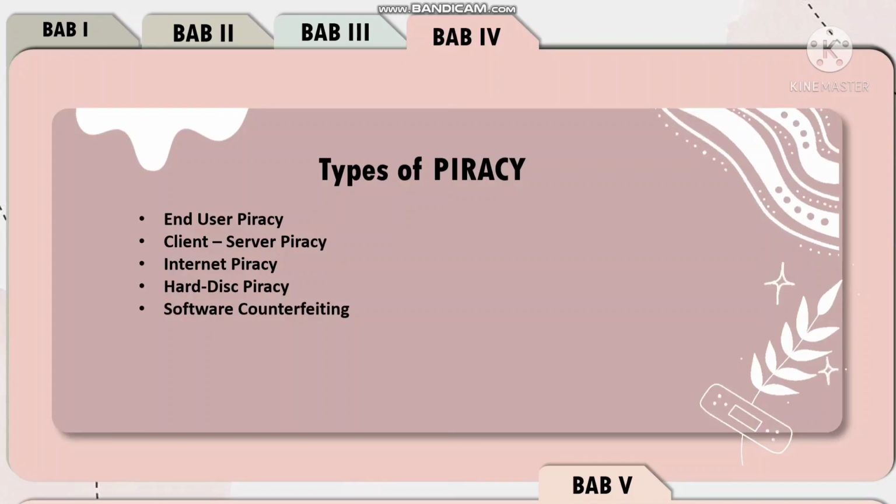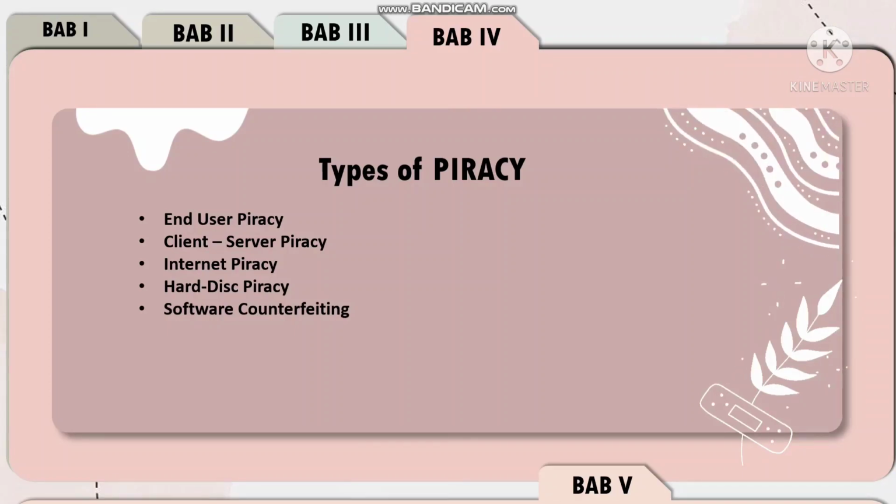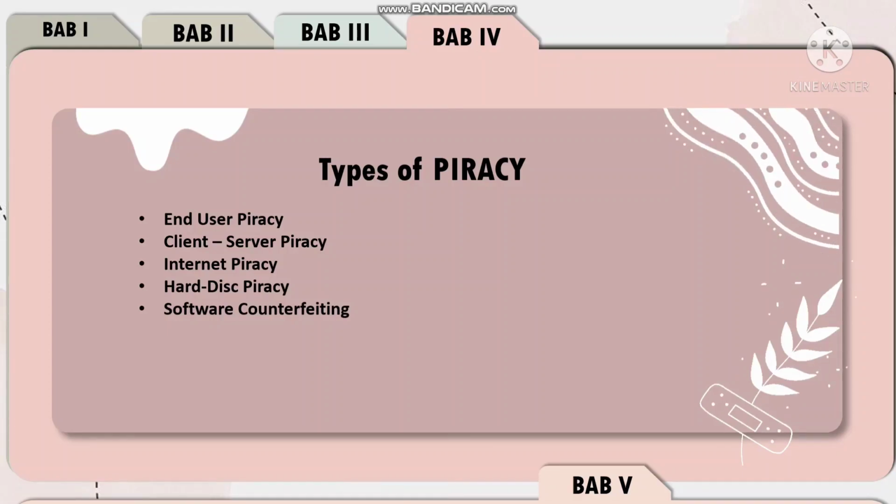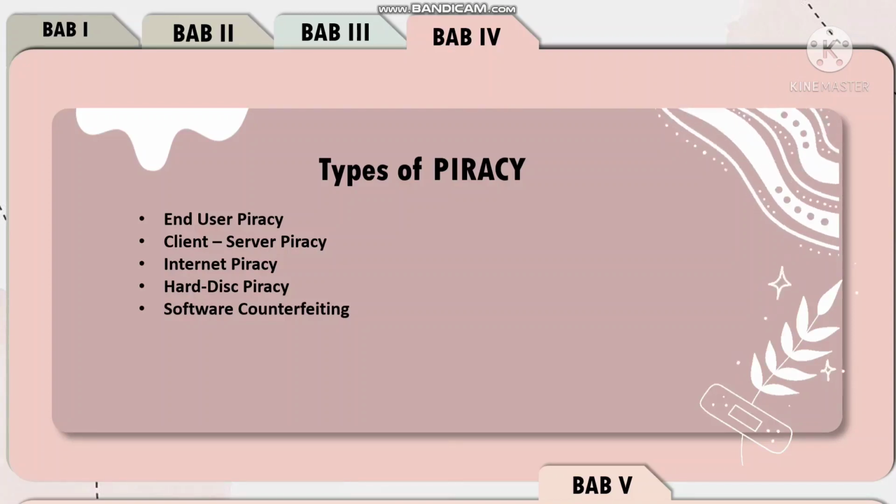Client-server piracy. This type of piracy occurs when too many users on a network are using a central copy of a program at the same time. Then, internet piracy. This is when unauthorized software is downloaded from the internet. The same licensing rules apply to online software purchases as for those bought in compact disc format.